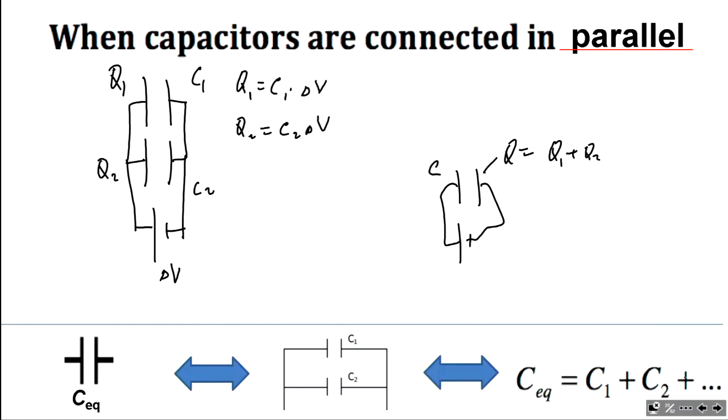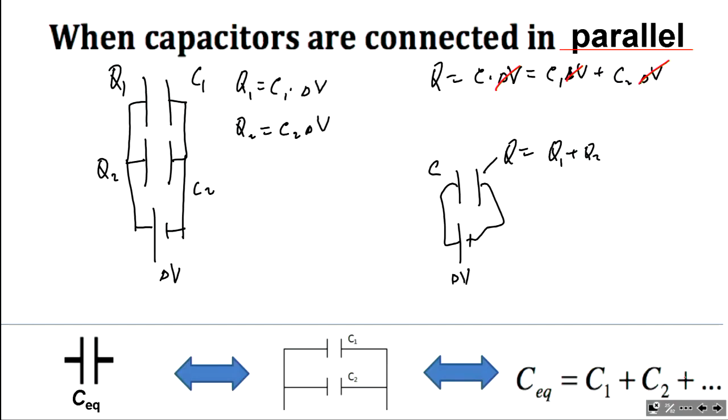This equivalent capacitor is connected to the same battery, and the equation which relates charge, capacitance, and voltage is still the same. However, it should be equal to charge number 1 plus charge number 2. And now we can simplify this expression by canceling the same voltage. And the result is simple. Now, to calculate the equivalent capacitance, we just have to add the capacitance of each individual capacitor.